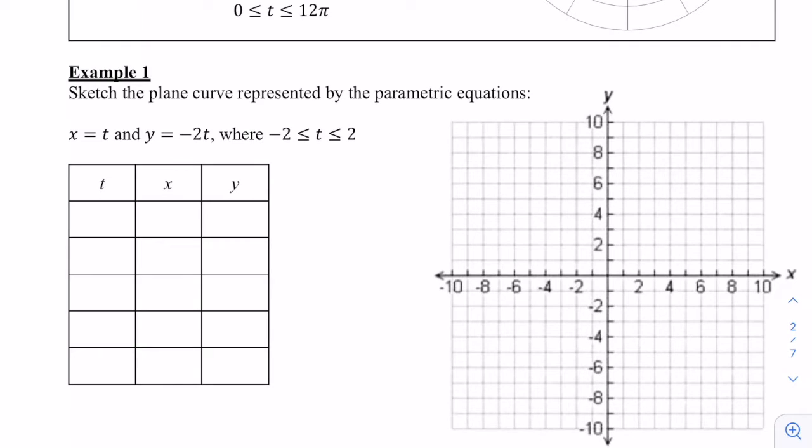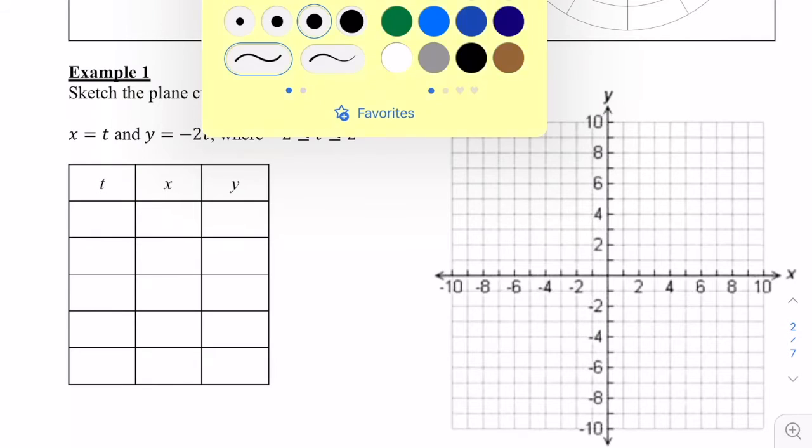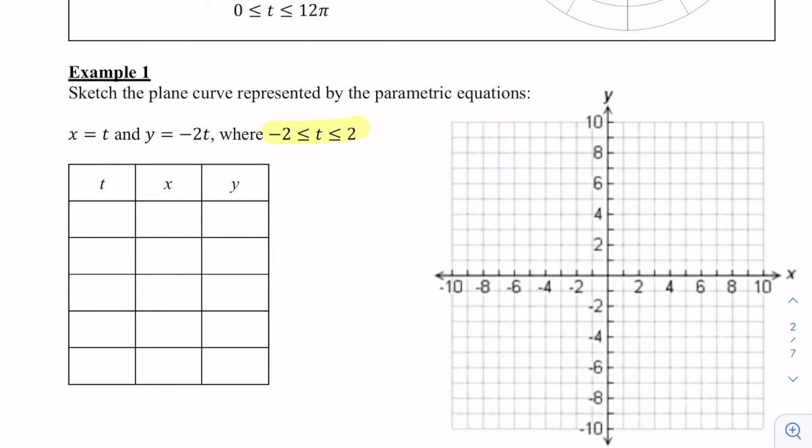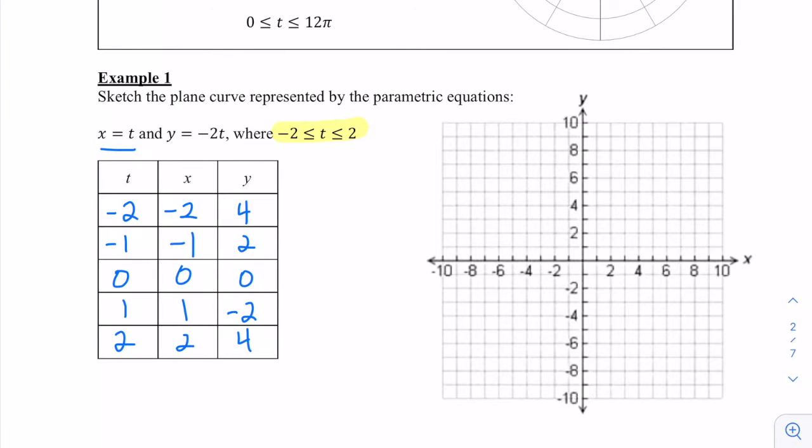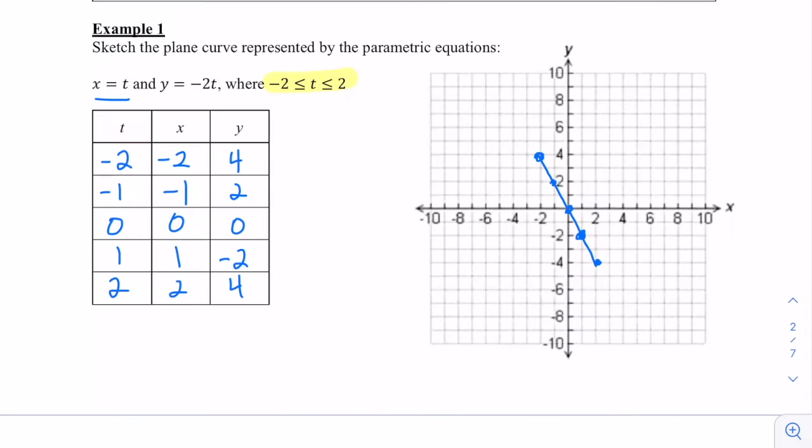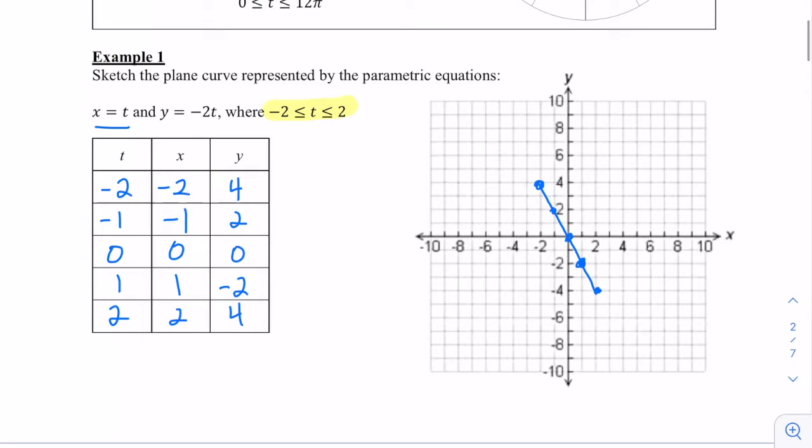Now let's go to example 1. We're going to sketch the parametric curve. Just notice that t is defined as values between and including negative 2 and 2. So I'm going to start off with t as our values between negative 2 and 2, x equals t, and then y equals negative 2t. So we could easily fill those values in. Go ahead and graph the function and come back when you're done. The parametric equations describe a linear function between and including negative 2 and 2.